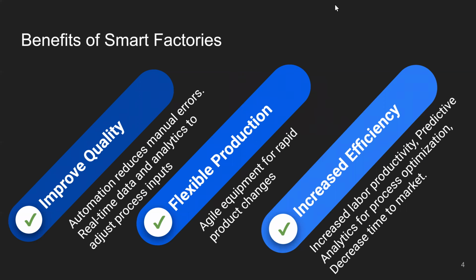What are the benefits of smart factories? The major one is the improvement of quality. Automation reduces manual errors, and real-time data and analytics are used to adjust process inputs.